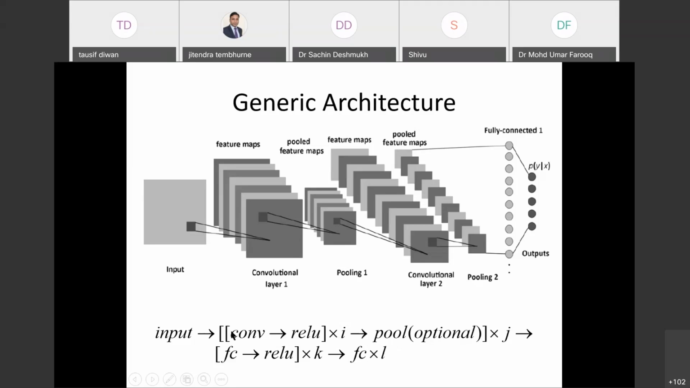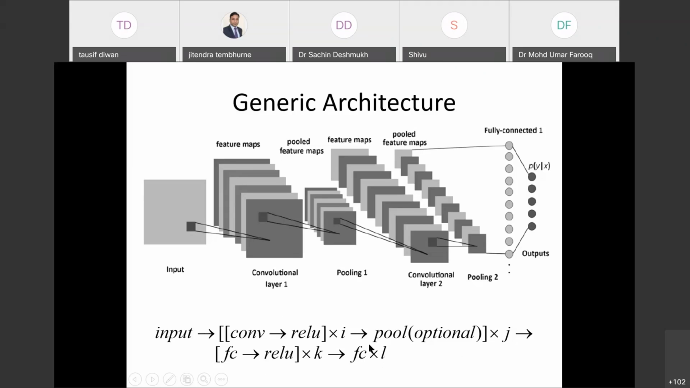So this entire architecture, convolutional followed by pooling, is repeated I times. Here we can see convolutional followed by pooling. This architecture is repeated 2 times in this figure. So this is the first time and this is the second time. After that, some fully connected layers are there. These fully connected layers are also activated with the help of ReLU. This is repeated A times, and finally some fully connected layers are there, which is repeated L times. Here I, J, A and L are integers.